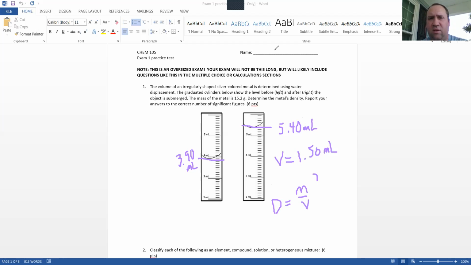So we have to determine the metal's density. Okay. So you take 15.2 grams and divide it by 1.50 milliliters.